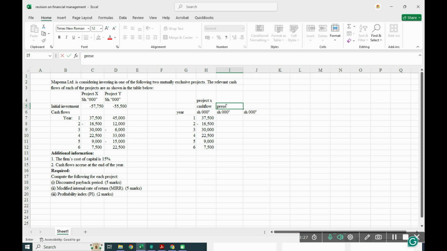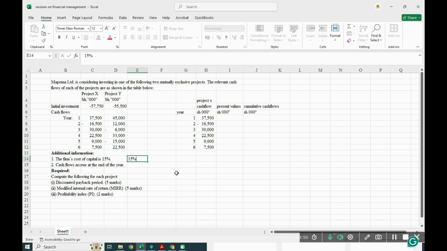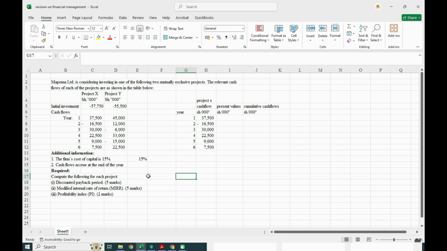Present value, that is the discounted values. And here we shall have the cumulative cash flow, the one that is discounted already. To discount, we have the rate, which is 15%.